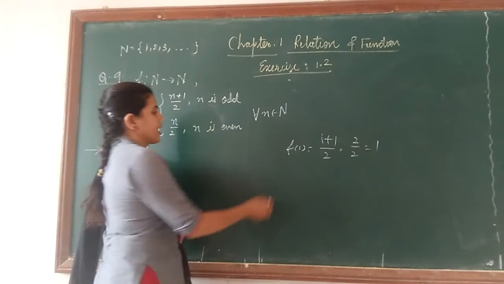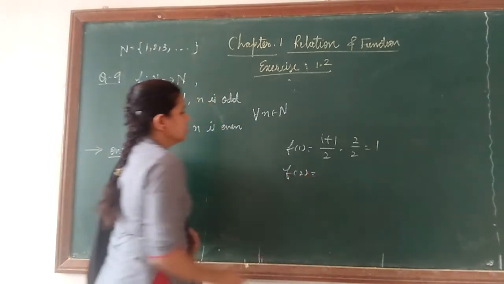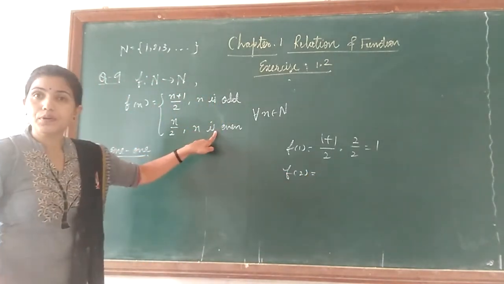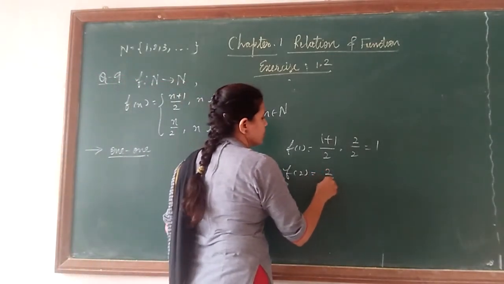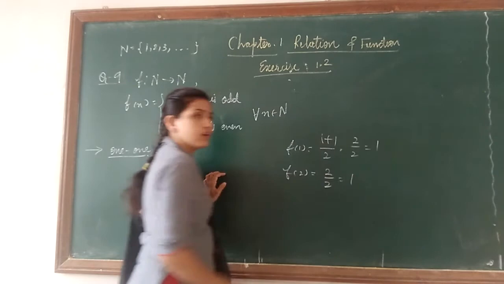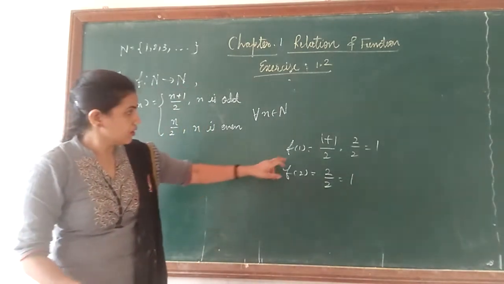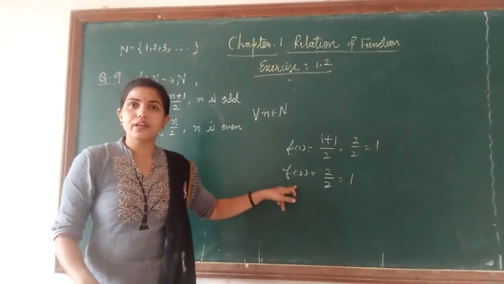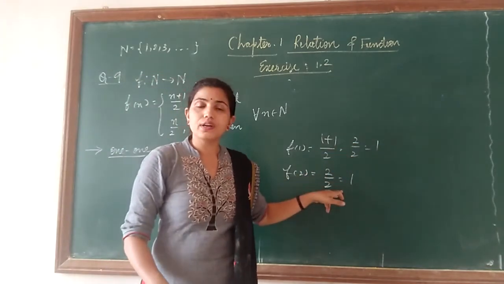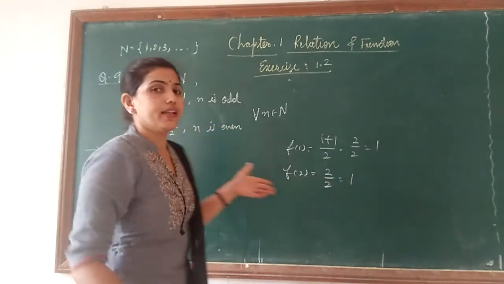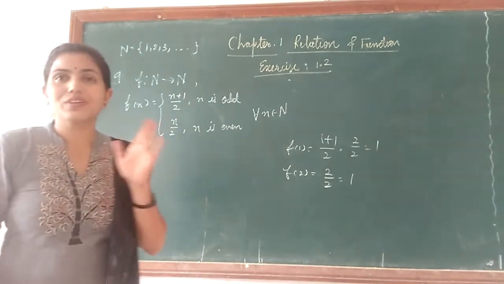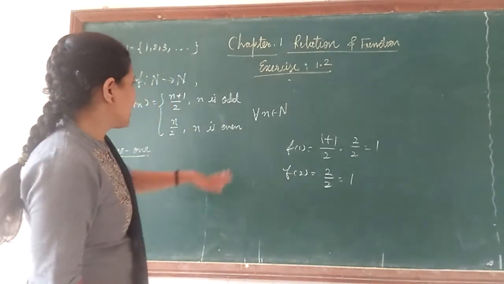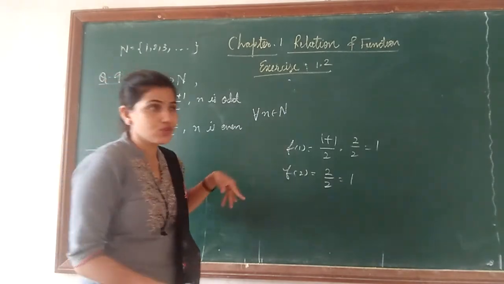Now if we take n equal to 2, 2 is an even number. How is it defined? n by 2. So this is 2 by 2, that is 1. So what are we getting? Here 1 and 2 are two different elements, but their image is the same, and therefore our function is not 1-1. Very good. So you can do this to show whether it is 1-1 or not.